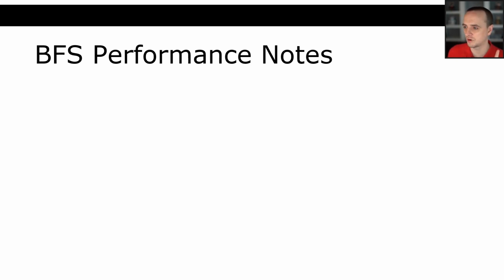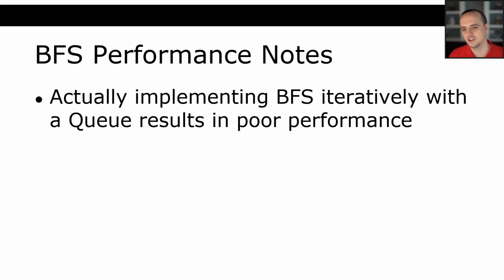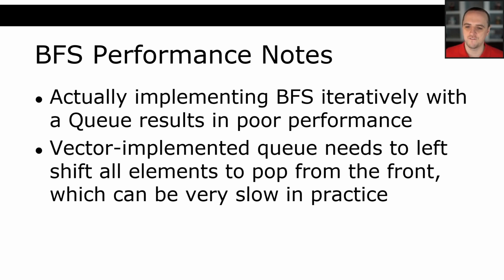So I'm going to give you some performance notes here, some of the high-level, abstract, theoretical ways that you can improve your performance over implementing a naive breadth first search like in 3200. Implementing BFS in an iterative way using a queue is going to result in poor performance, because a vector implementation of a queue needs to left shift all of the elements to pop from the front, which can be very slow in practice.